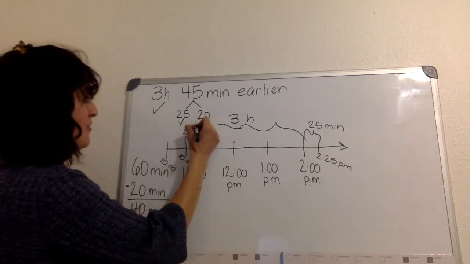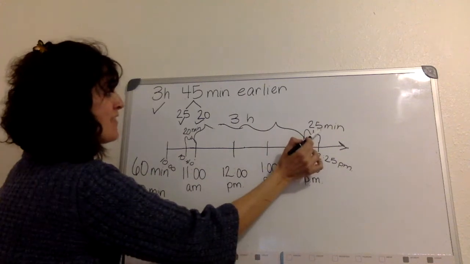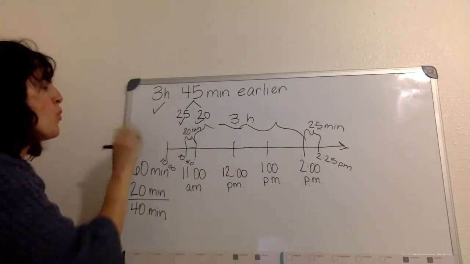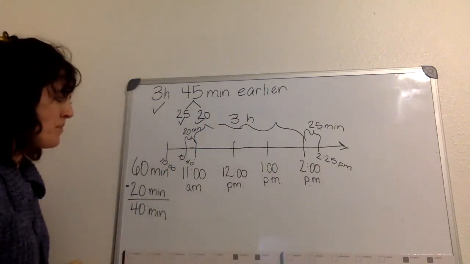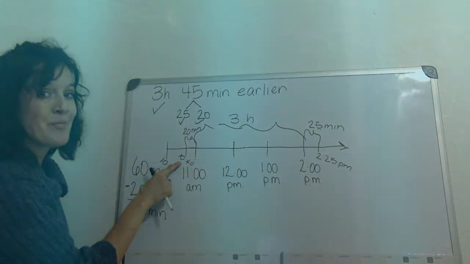So I took care of my 20 minutes, I took care of my 25 minutes, and I took care of my 3 hours. What time is it 3 hours and 45 minutes earlier from 2:25 p.m.? Well, it is 10:40 a.m.